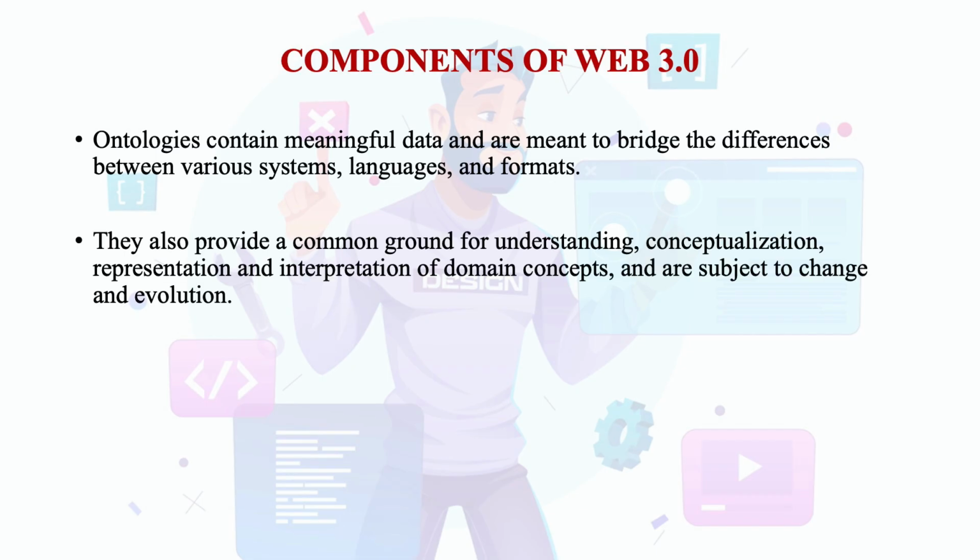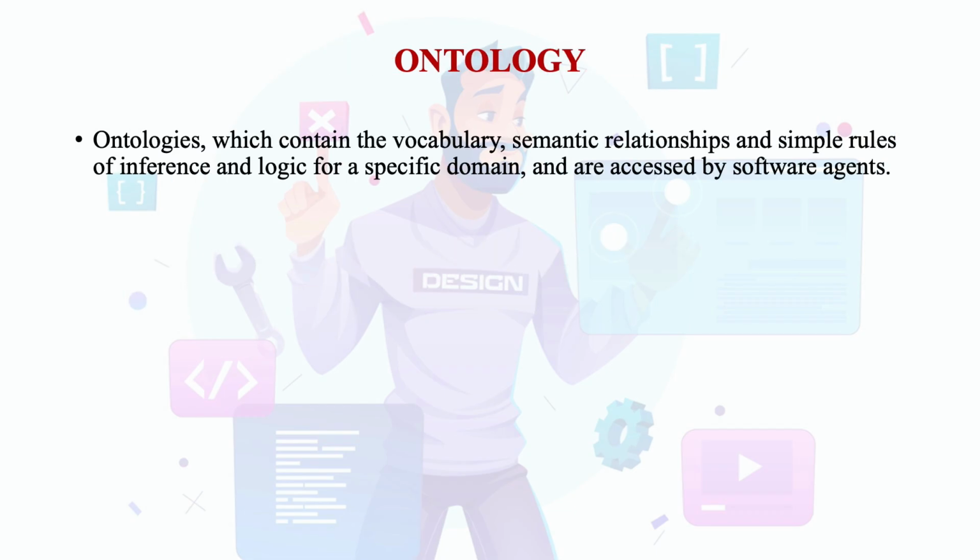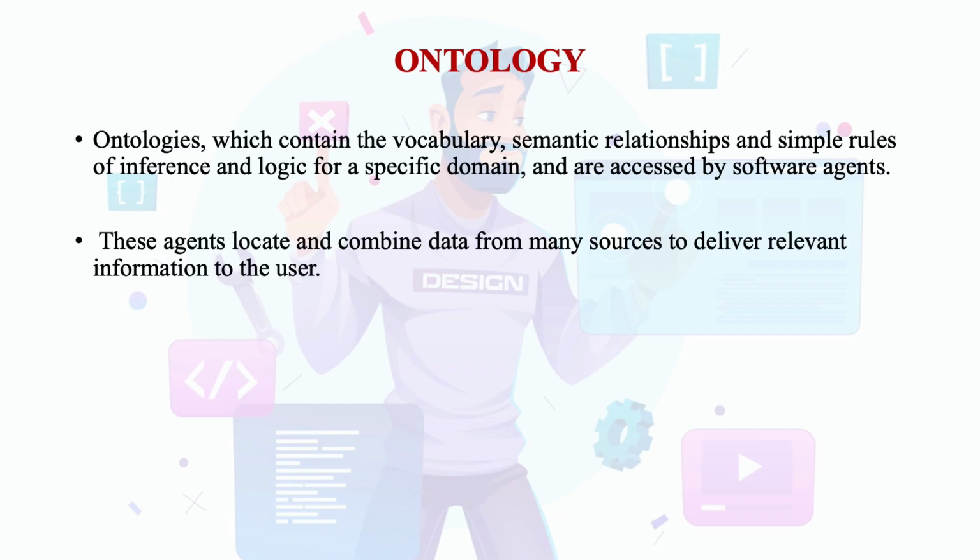They also provide a common ground for understanding, conceptualization, representation, and interpretation of domain concepts and are subject to change and evolution. So ontologies contain the vocabulary, semantic relationships, and simple rules of inference and logic for a specific domain and are accessed by software agents. These software agents locate and combine data from many sources to deliver relevant information to the user.